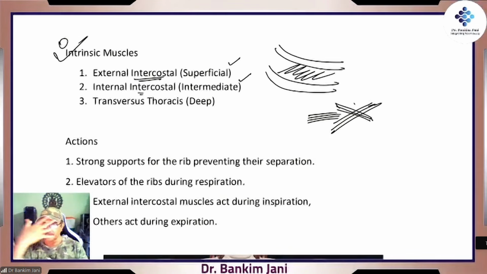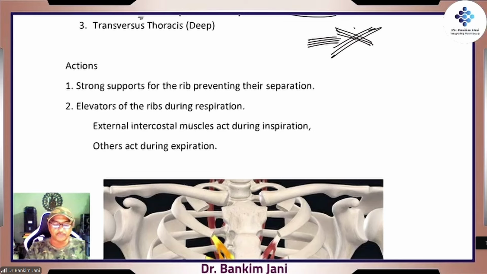When the fibers cross like this, nothing can come out easily. These are potential spaces between one rib and the second rib. Nothing will happen to the ribs, but if the space in between is weak, things can protrude out. That's why the body's defense mechanism is such that nothing should come out. Their action is strong support for the ribs, preventing their separation. All the ribs are bound together, so the whole chest moves as a single unit.